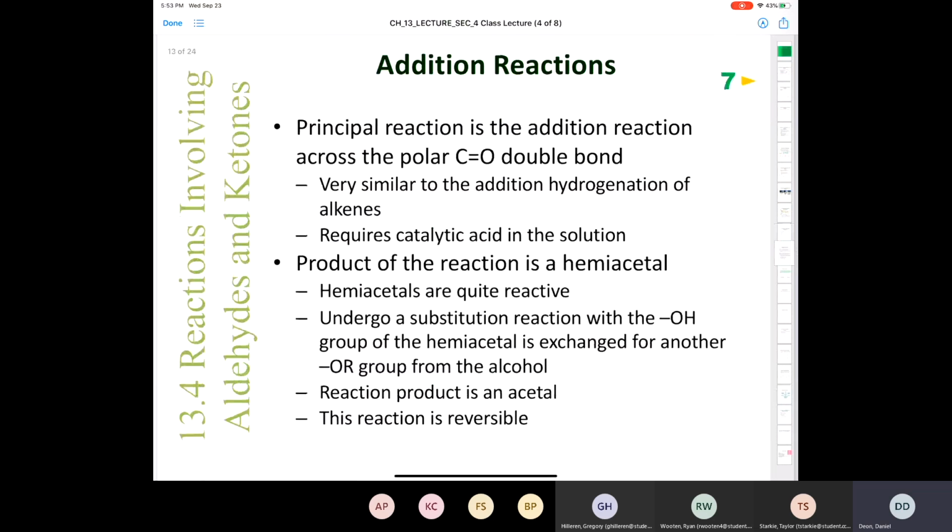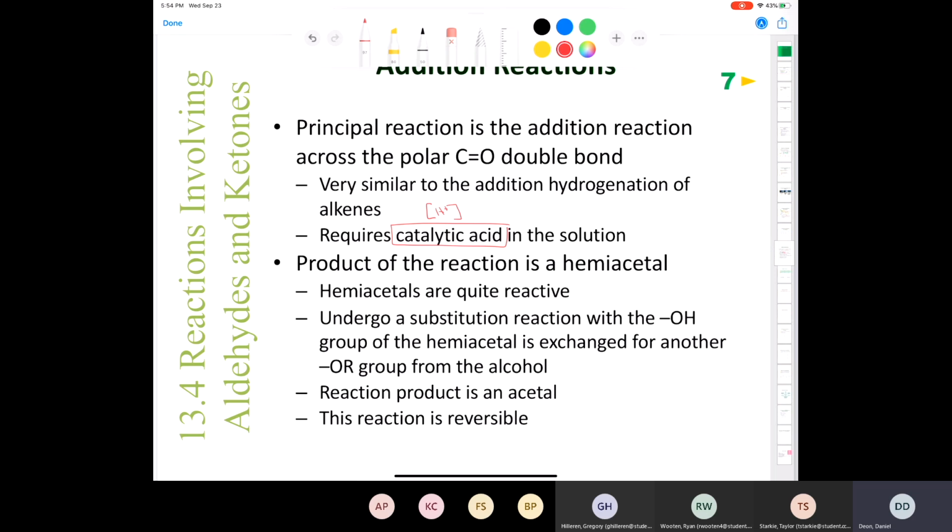Okay, so a little bit more about addition reactions. It says the principal reaction is the addition reaction across the polar carbonyl bond, just like the hydrogenation that we looked at. But now we're going to talk about adding an alcohol to a ketone or aldehyde. And in order to do that, we need a catalytic amount of acid. The way that we represent a catalytic amount of acid is we put H plus in these square brackets right here. When you see that, you know that you have a catalytic amount of acid.